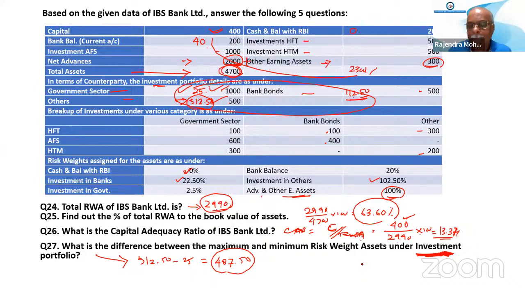Bank bond. What is your question about bank bond? How is it 112.50? Bank bond, how much is there? 500 is there, right? What is the risk weight for bank bond? In the table it is given. What is the risk weight given for bank bonds? It is 22.50. So you can calculate 500 into 22.5% equals 112.50.